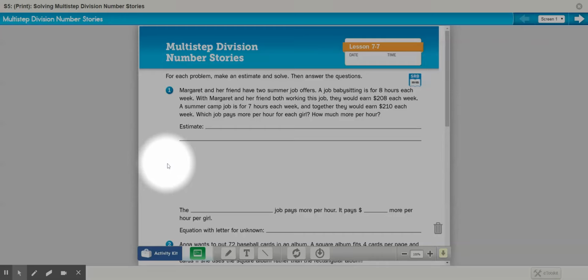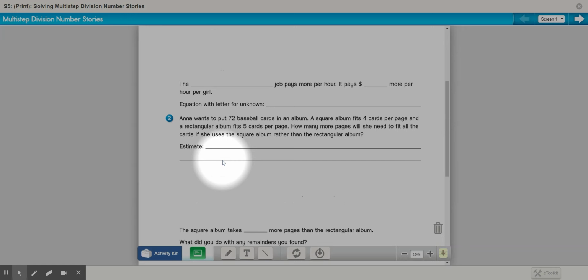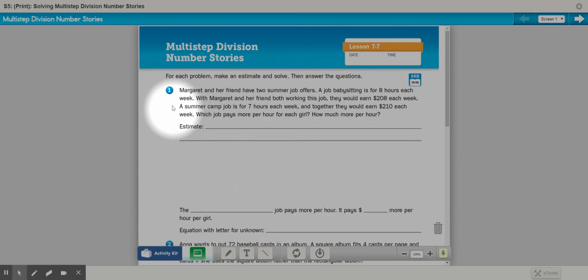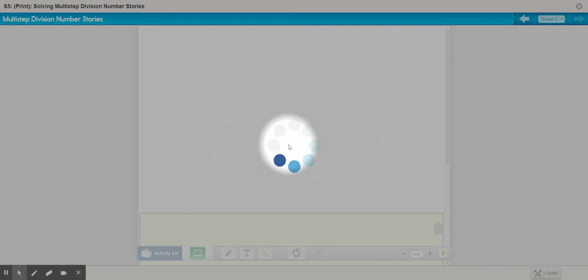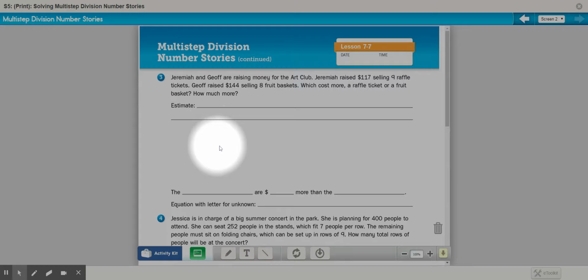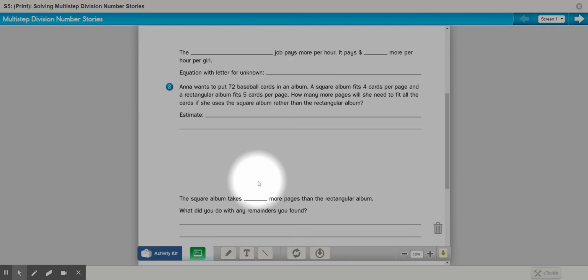Alrighty, so this is lesson 7-7, multi-step division number stories, and we're on page 245 of the math journal. You're going to be doing problem 1 for your work today. We'll do number 2 together. If you want some extra credit, some extra practice, you can go over to the next page, 246, and do those problems as well. So going back to page 245, we'll look at problem 2.